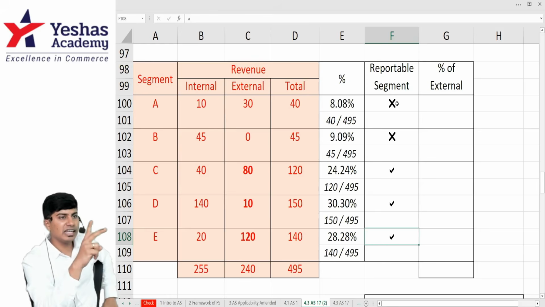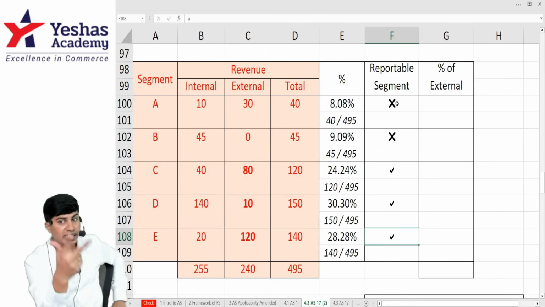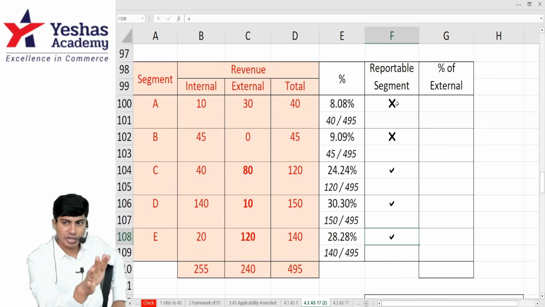So what segments are reportable? C, D, E. What segments are not reportable? A and B. A and B are not reportable. C, D, and E are reportable, once again. A and B not reportable. C, D, and E. Pakka. We know it till here.